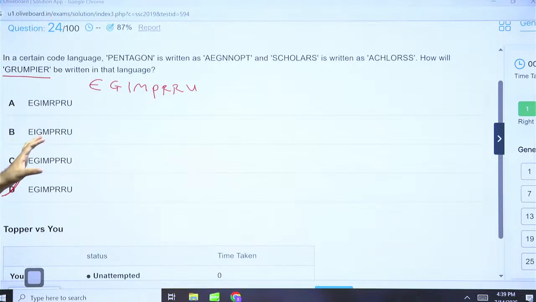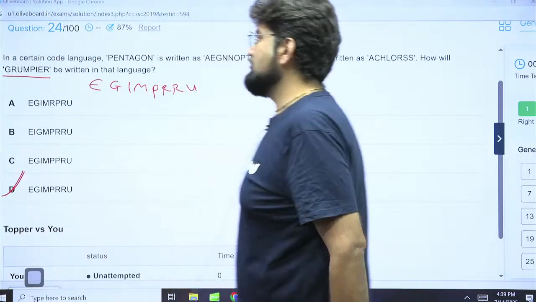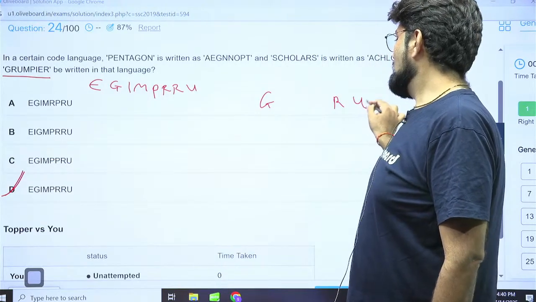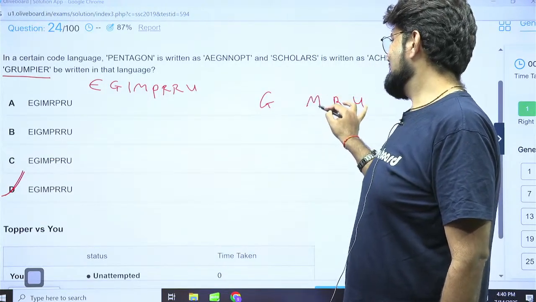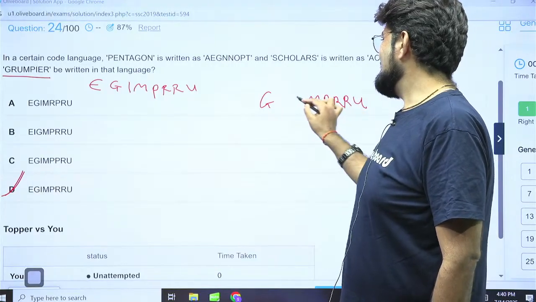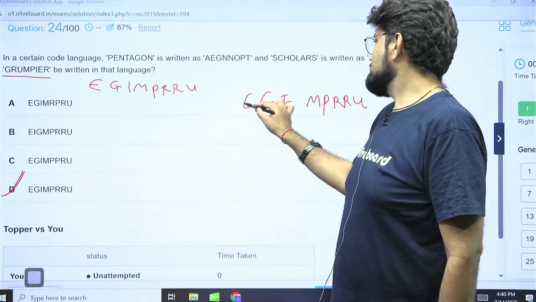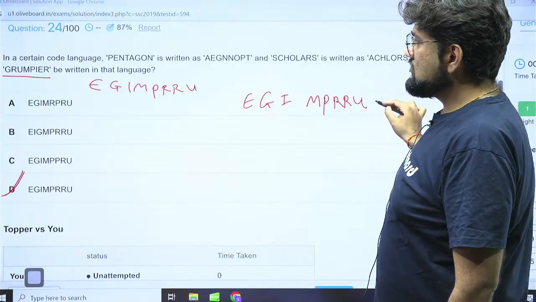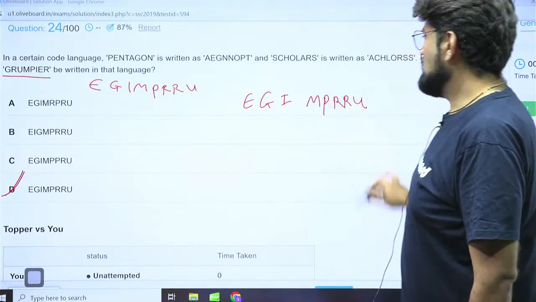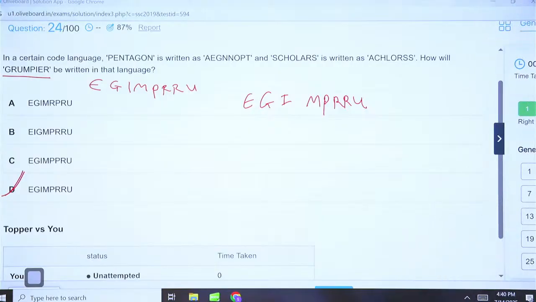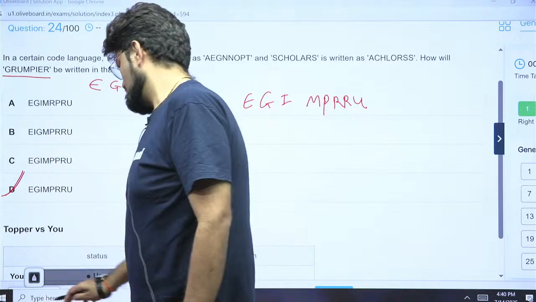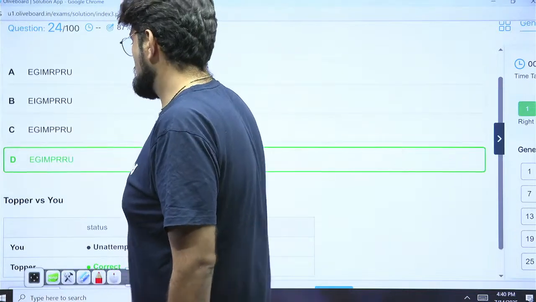This is one way. Or you should know the spelling of Grumpier. Just write it like this. G R U M. M is before R. P is here. P I E R, no? Cool. So this is what it is. This can also be done if you are comfortable with this. Just write it in the correct order. So option D is the correct answer.